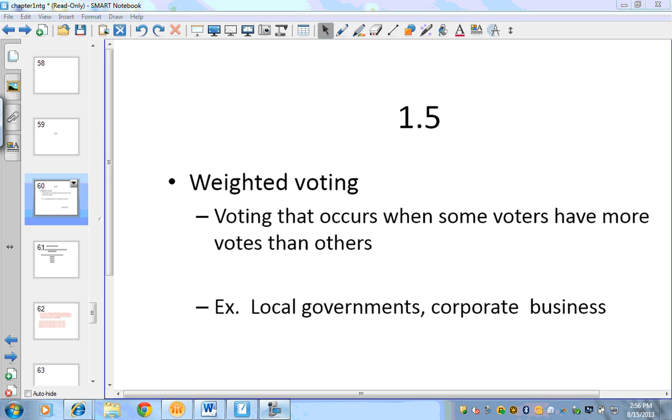Okay, in this video we're going to be talking about weighted voting. This is a process in which some voters have more votes than others. For example, in a corporate business election, every time a particular person casts a vote, it could count as 5 votes, versus someone else whose 1 vote counts for 1. You'll see a lot of this in local governments as well as in corporate businesses, things of that nature. So let's go ahead and get started.